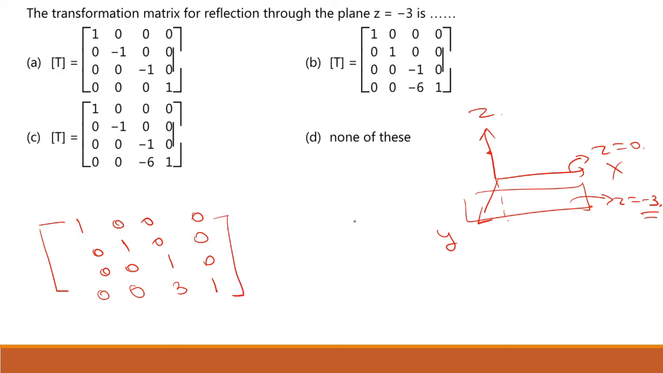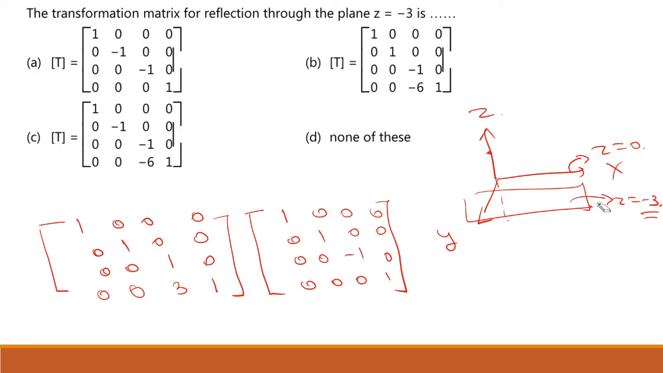After that, you have to reflect across that Z equal to 0 plane, or XY plane. What is the matrix for the reflection across the XY plane? That is nothing but 1, 0, 0, 0, 1, 0, 0, 0, -1, and the remaining entries will be 0, 0, 1, 0, 0, 1. Then translate that plane back to its original position.